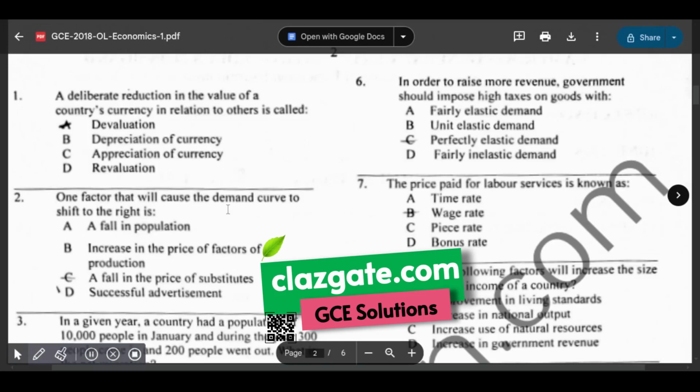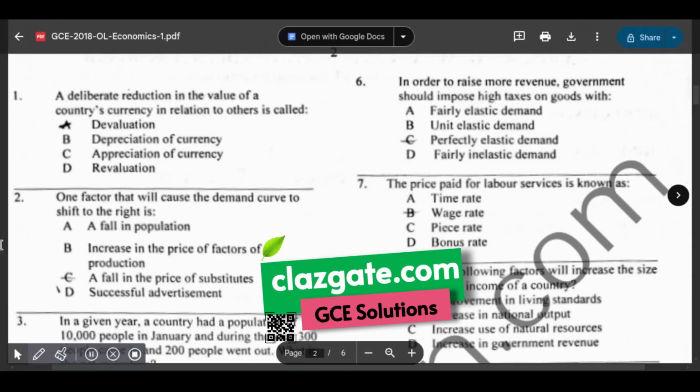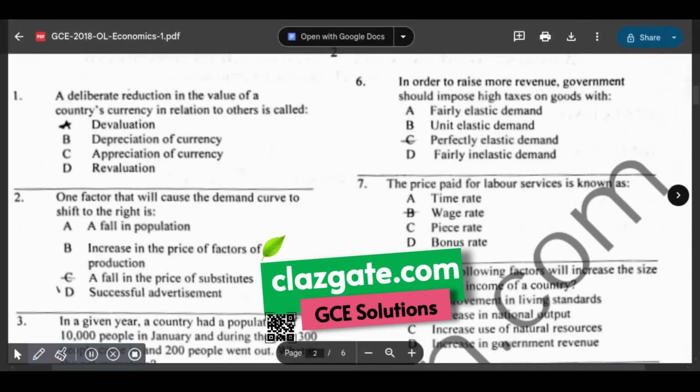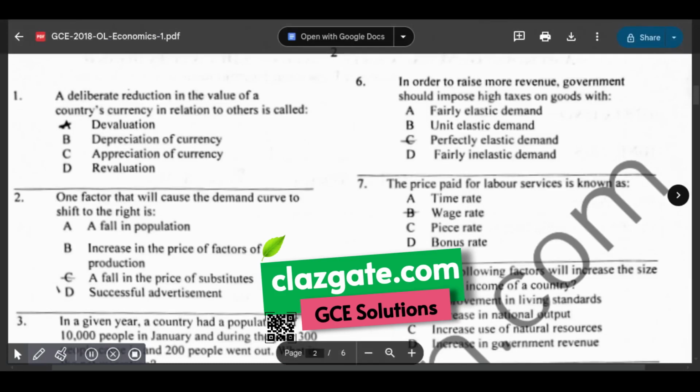And then we're at question number 2. One factor that will cause the demand curve to shift to the right is: A, fall in population; B, increase in the price of factors of production; C, fall in the price of substitutes; D, successful advertisement. The answer to question 2: what will make people demand more of a product? Advertisement. So the answer to question 2 is D, successful advertisement.